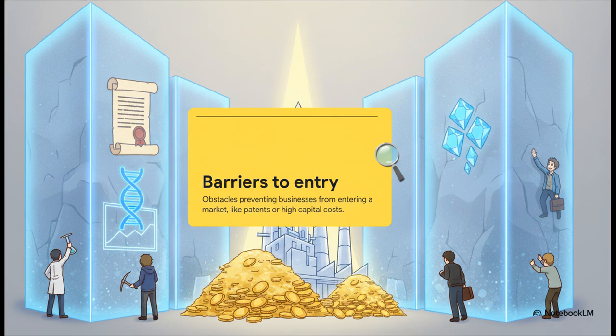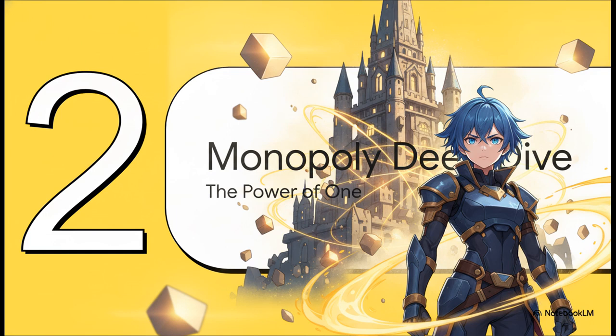It could be a legal wall, like a government patent on a life-saving drug. It might be exclusive control over a vital natural resource, like a diamond mine. Or, honestly, it could just be the totally astronomical capital costs you'd need to even try competing. Which perfectly sets the stage for our second section.